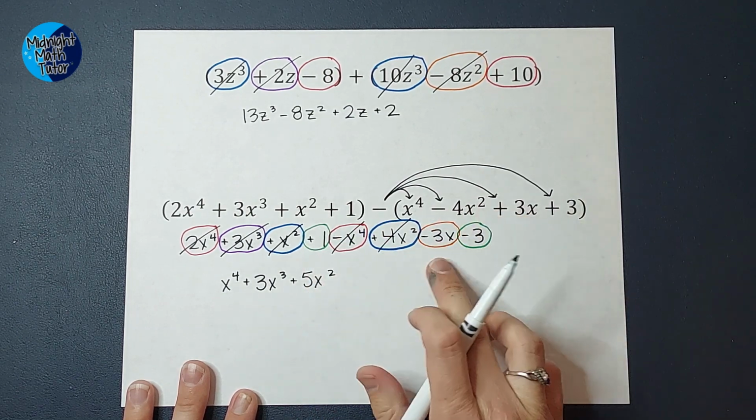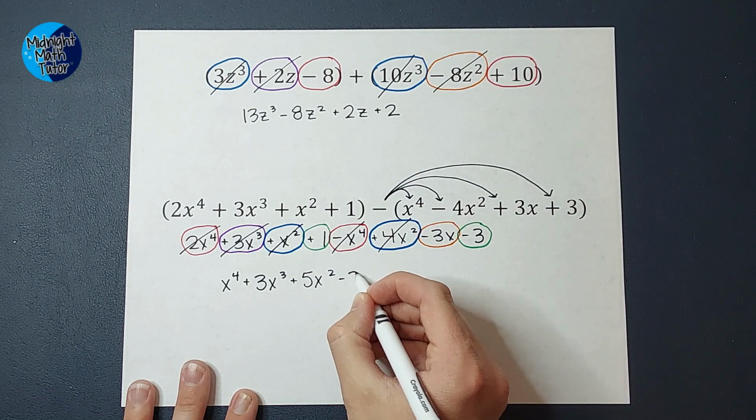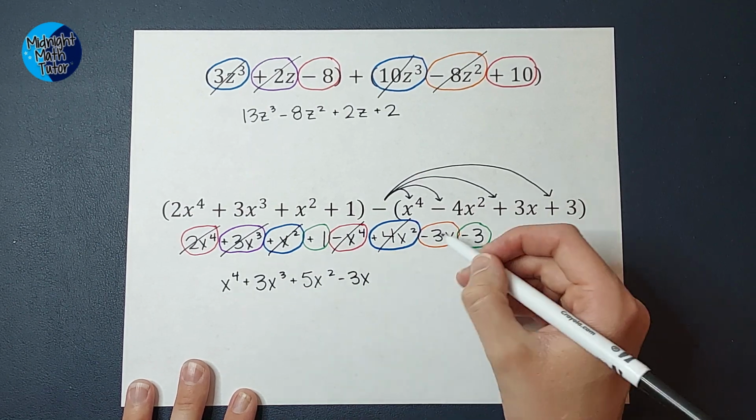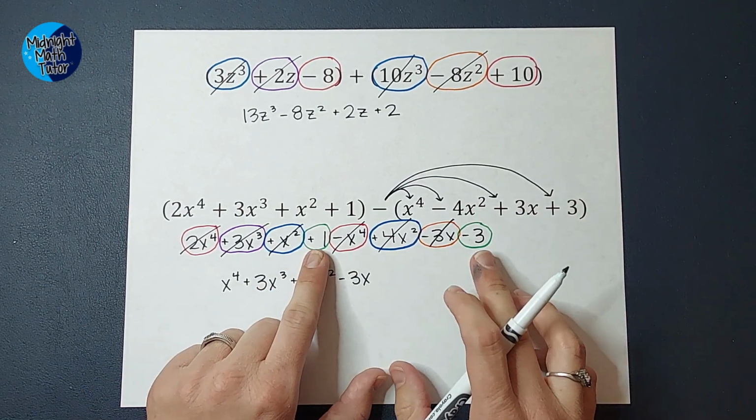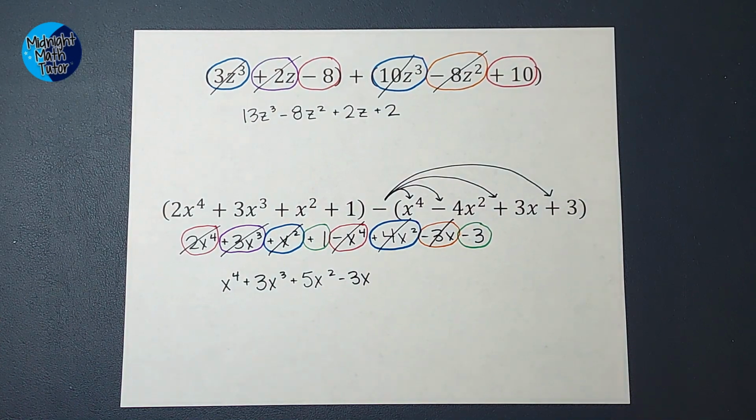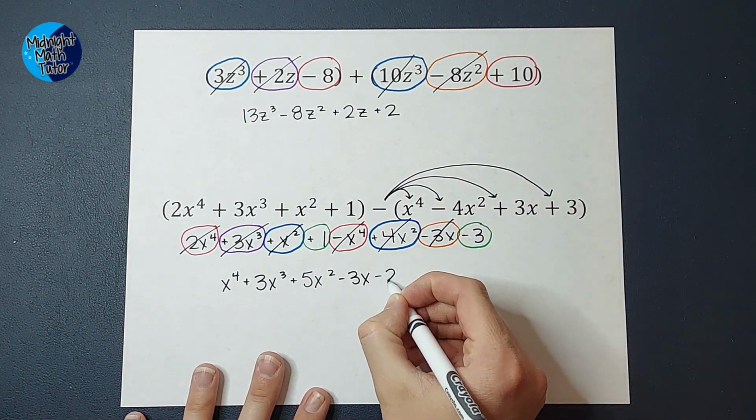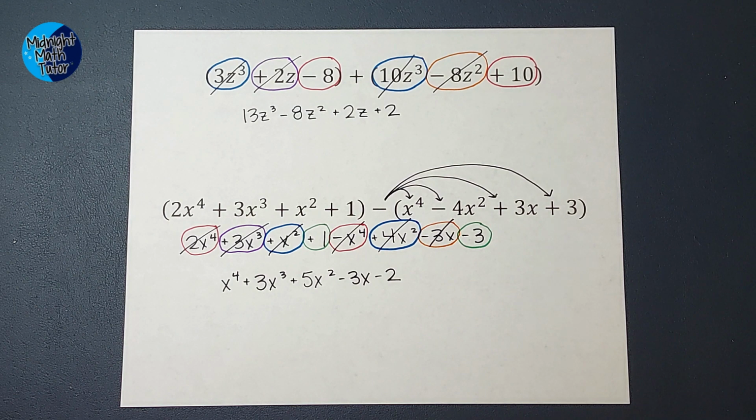And then we want to write our x next, which was the only one. So we've just got negative 3x. And then we've got 1 minus 3, which is going to give me negative 2. Okay? And at this point that is as simplified as I can get it. Well, it technically might factor, but for now, that's as far as we are going to simplify it.